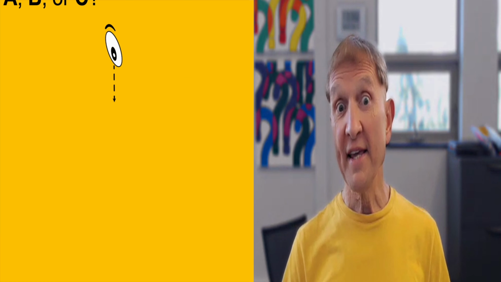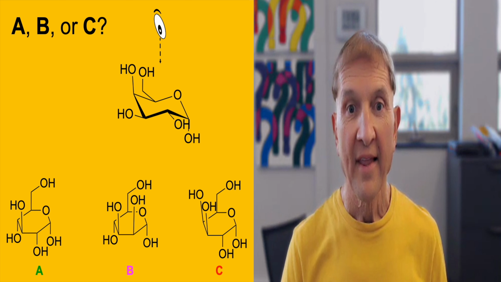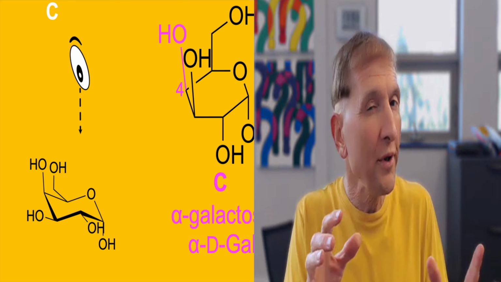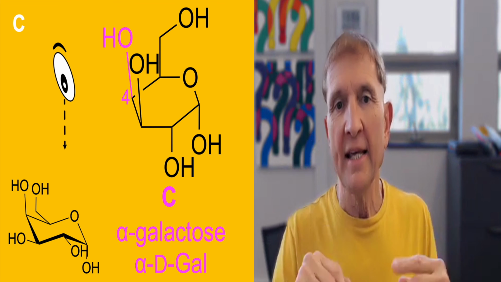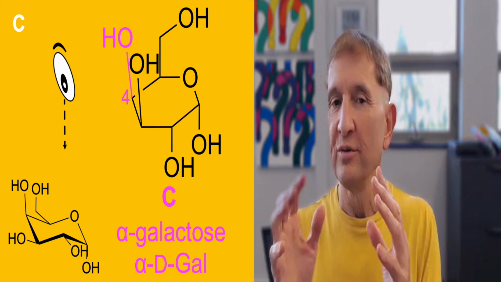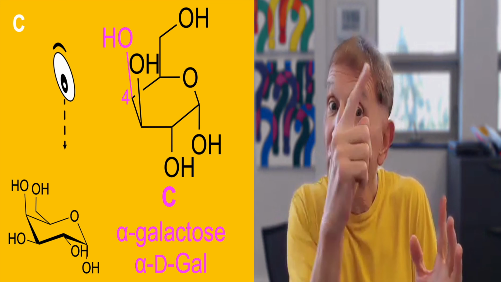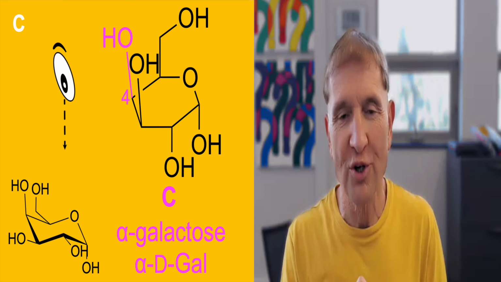glucopyranose. What do you see here? A, B, or C? I think it's C. That's the Haworth projection of alpha D galactopyranose. Galactose is just epimerized at the C4 position relative to glucose.